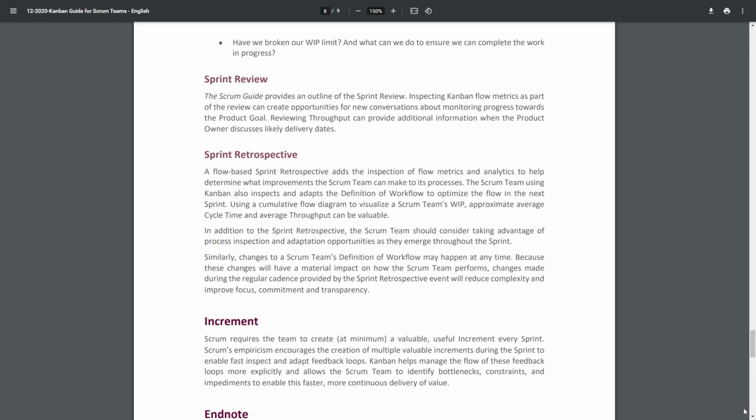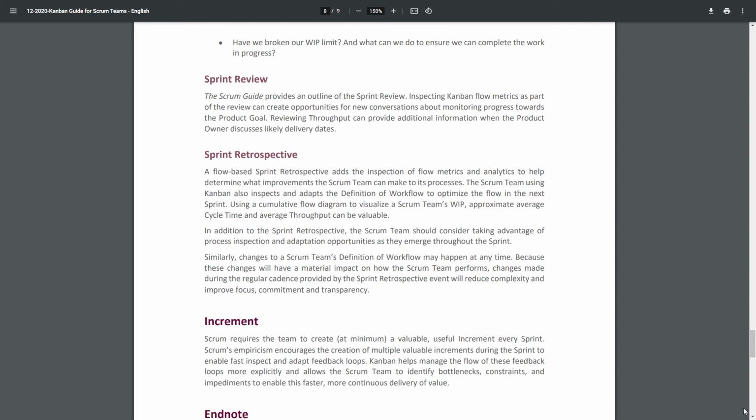In addition to the sprint retrospective, the Scrum team should consider taking advantage of process inspection and adaptation opportunities as they emerge throughout the sprint. Similarly, changes to a Scrum team's definition of workflow may happen at any time. Because these changes will have a material impact on how the Scrum team performs, changes made during the regular cadence provided by the sprint retrospective event will reduce complexity and improve focus, commitment, and transparency.